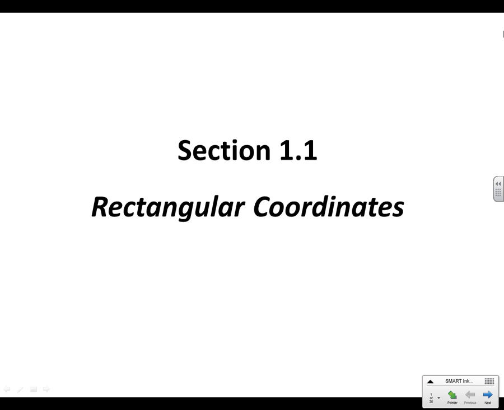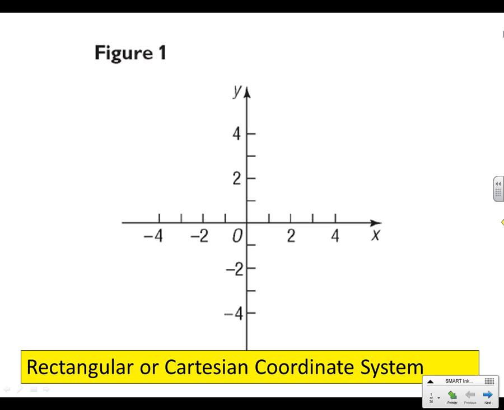Alright, here we go. Section 1-1, rectangular coordinates. Let's get started with them. So, you've seen this before. We've got a coordinate plane. Vertical is the y-axis. Horizontal is the x-axis. In between them at 0, 0 is the origin.